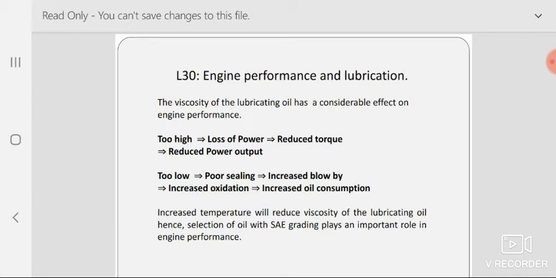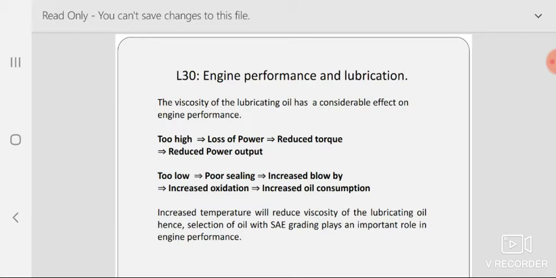When it gets oxidized, it forms rust-like materials within the piston cylinder arrangement, and friction increases, and this increases the oil consumption. So what we learned here, too high viscosity is bad as well as too low viscosity is bad. Viscosity should be well balanced between too high and too low. Increased temperature would reduce viscosity of the lubricating oil. Hence, selection of oil with SAE grading plays an important role in engine performance.